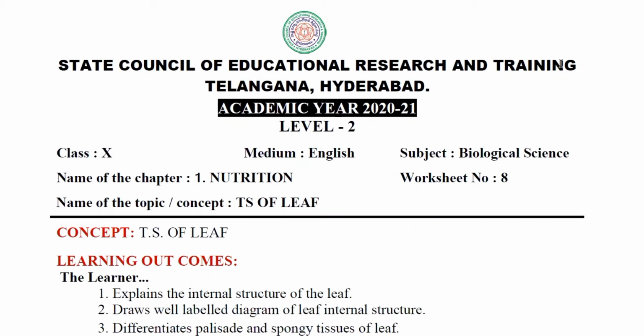Our worksheet explanations regarding 10th class biological science, chapter 1 nutrition. In this worksheet number 8, the main concept is transverse section of leaf. TS means, let us talk about what TS is. T means transverse, S means section.